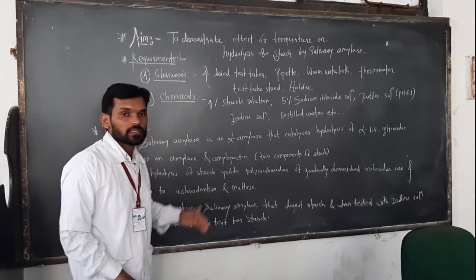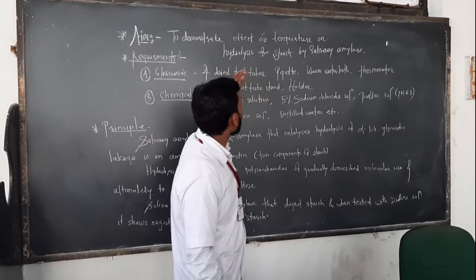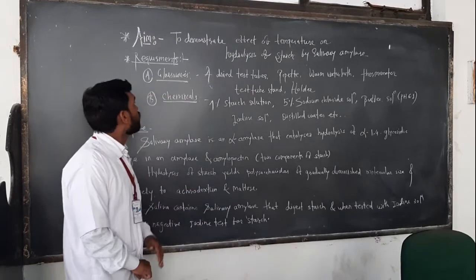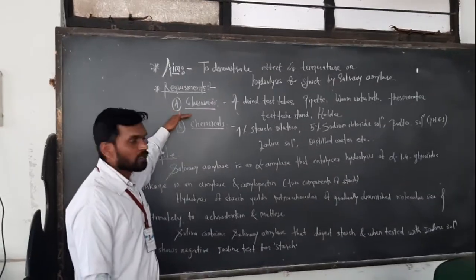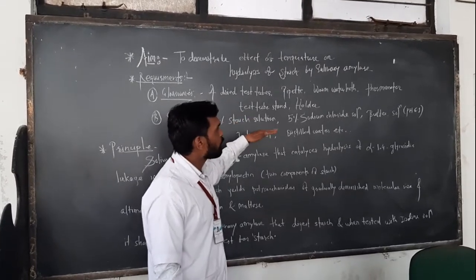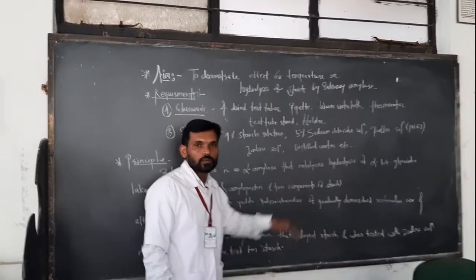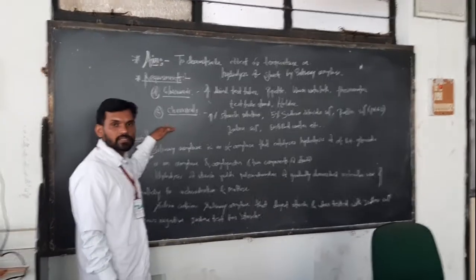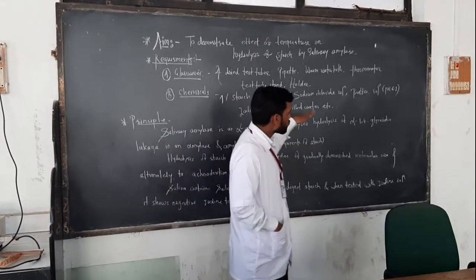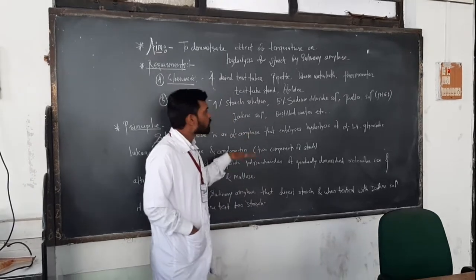Welcome to today's practical. Our aim of today's practical is to demonstrate the effect of temperature on hydrolysis of starch by salivary amylase. For this practical, the glassware requirement is a dry test tube set, pipette, warm water bath, thermometer, test tube stand and holder. Also we require chemicals: 1% starch solution, 5% sodium chloride solution, buffer solution pH 6.8, iodine solution and distilled water, etc.